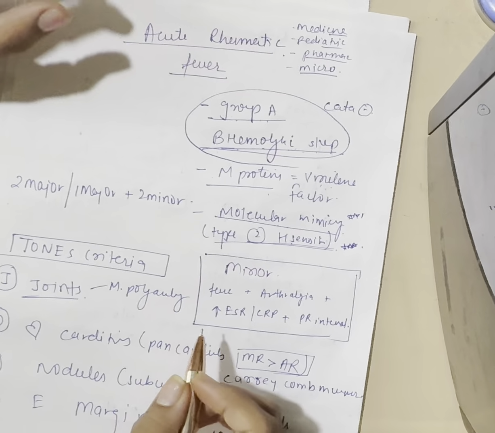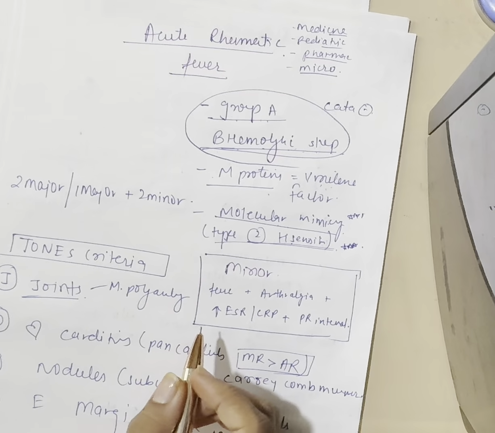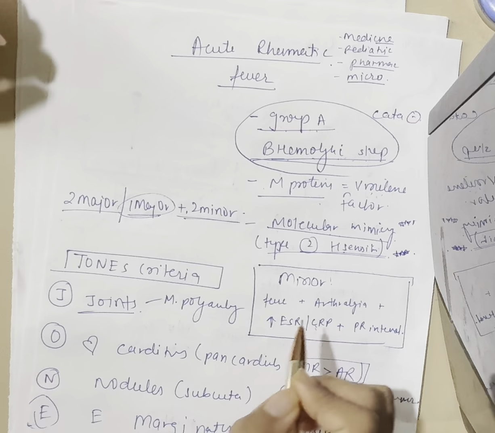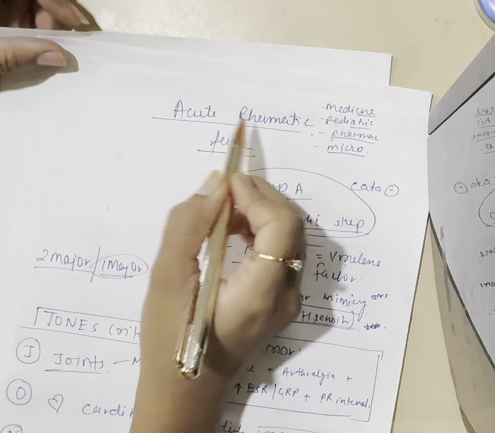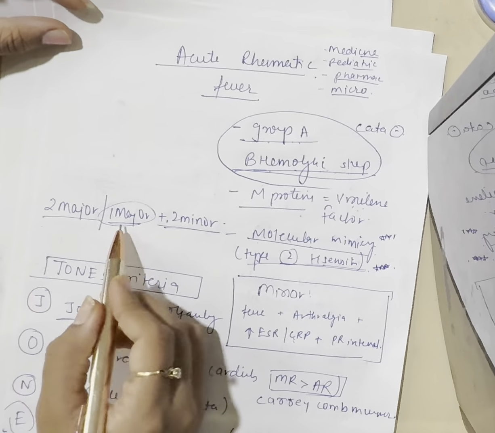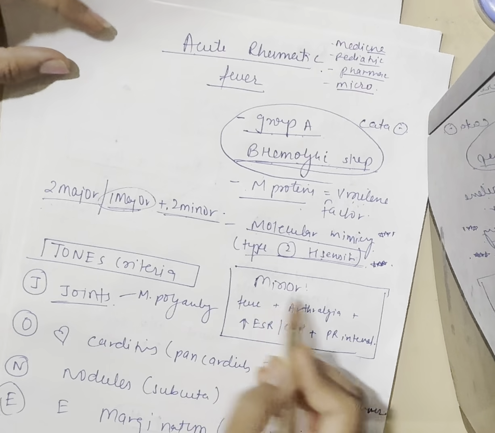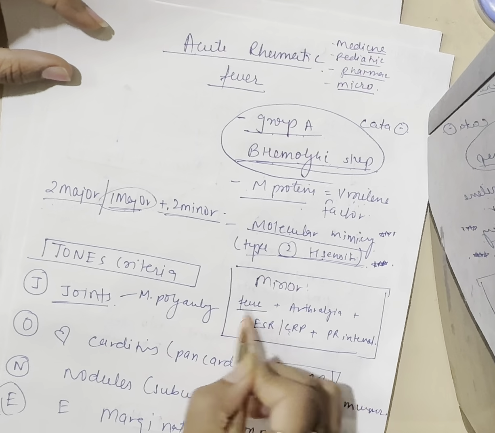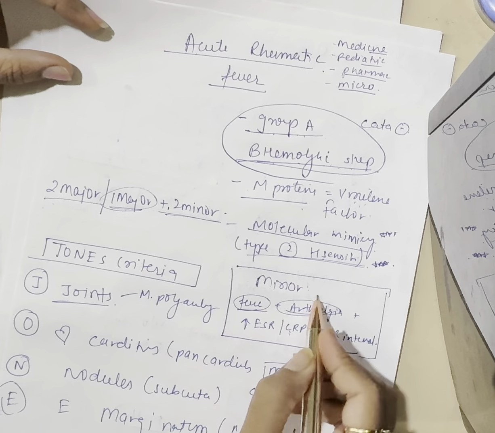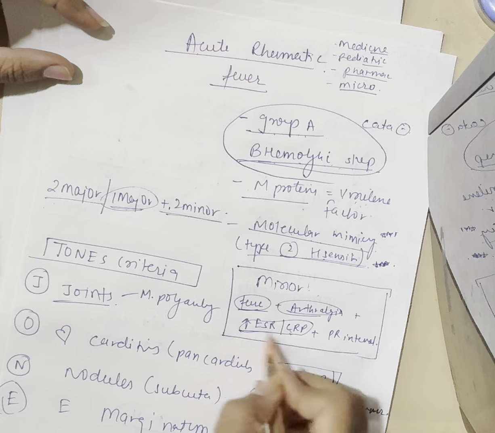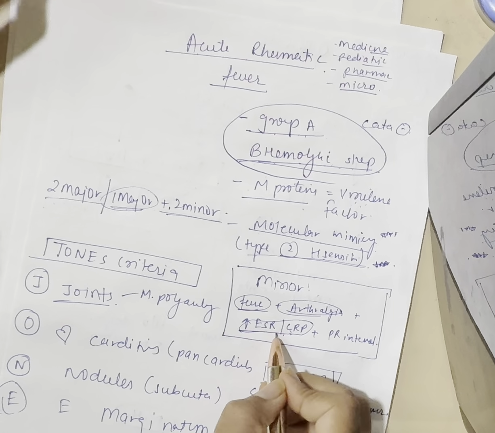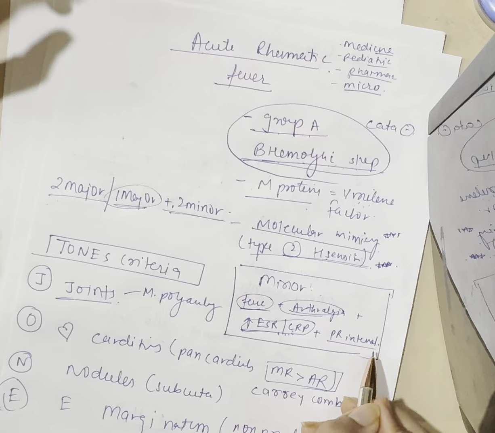Now, there are certain criteria for diagnosis: you must have two major, or one major plus two minor symptoms, to make a diagnosis of acute rheumatic fever. So two major, or one major plus two minor. What are the minor criteria? Let's go from easy to hard. That is fever, arthralgia, that is joint pain, ESR and CRP, which are markers of active infection in the body, and the PR interval on ECG.